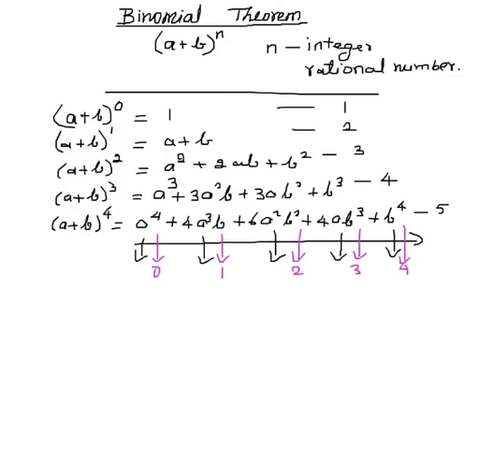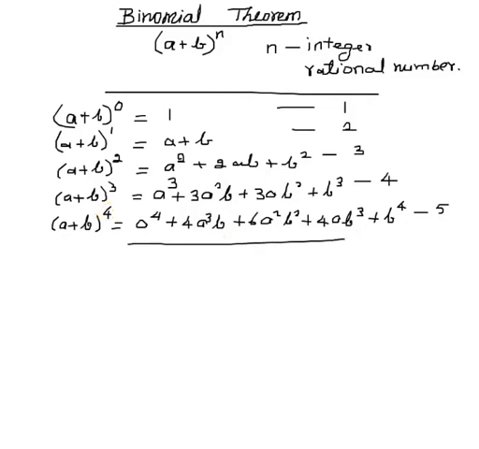And if you see the total power, the degree of this term is 4. The degree of this term, a cube into b, 3 plus 1, 4. And a square b square, 4. And a b cube degree is 4. And here also the degree is 4. So degree will be the same as the index, as the power of that binomial expansion. We are using two terms, that's why it is binomial.